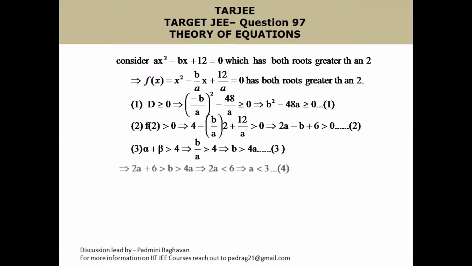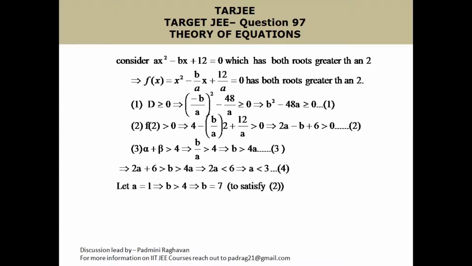Let us consider the second condition. We get 2a + 6 > b, but from the third condition we know b is greater than 4a. So combining both conditions, we get 2a + 6 > b > 4a. That gives us the inequality 2a < 6, that is, a < 3. We know a is a positive integer, so the possible values for a are 1 and 2.